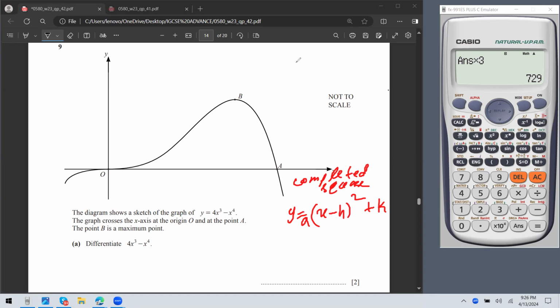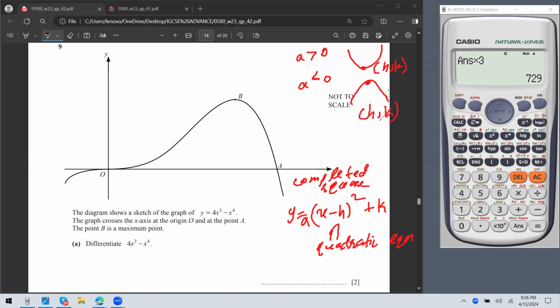Okay. Suppose a is greater than 0. If a is greater than 0, that means it's a minimum curve. And if a is less than 0, that means it's a maximum curve. But first of all, remember this is only for quadratic equation. It's not for any other equation, only for quadratic equation. Now, this h and k are the coordinates of the turning point.